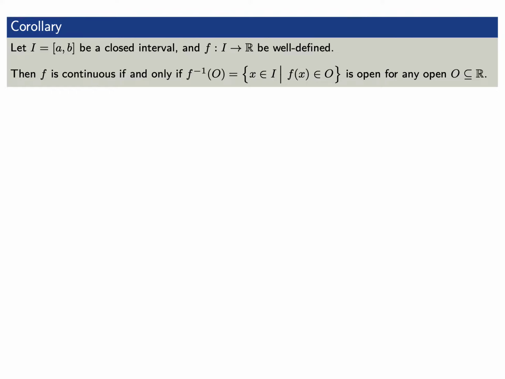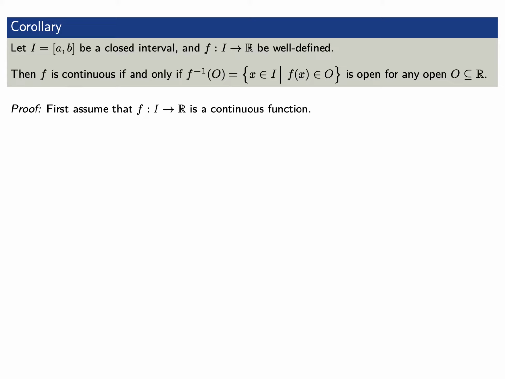Again, say that I is a closed interval and f is a well-defined function on I. Then f is continuous if and only if the inverse image f minus 1 of an open set O is itself open. Simply put, the inverse image of a continuous function should send open sets to open sets. We should point out that the function f minus 1 really doesn't exist. Here, we just simply use notation. By preimage, we mean f to the minus 1 of a set O to just mean the set of elements x in the domain such that f of x lies in our set O.